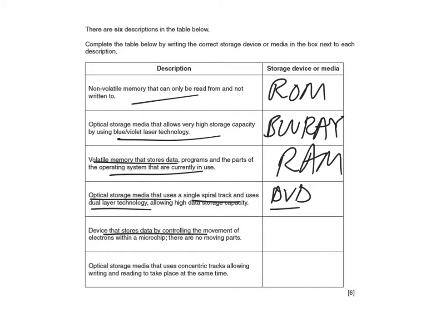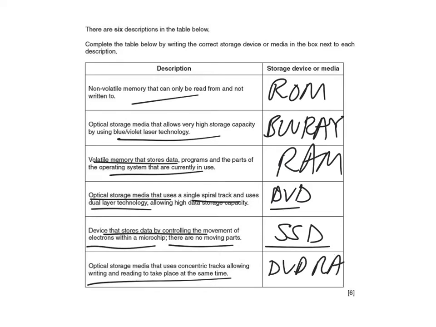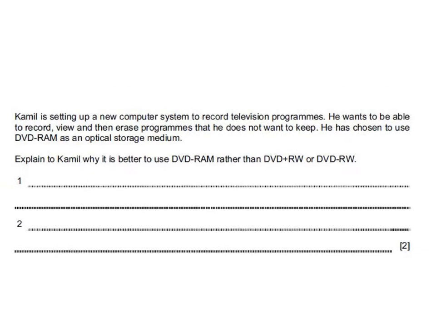Device that stores data by controlling the movement of electrons from a microchip, no moving parts, is solid state drive. You could also say USB storage device as well would be fine, because they all use the NAND chips. Optical storage media that uses concentric tracks, allowing reading and writing to take place at the same time. There's our DVD RAM. Excellent.